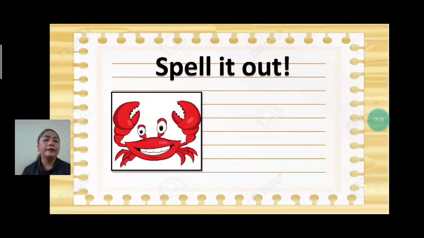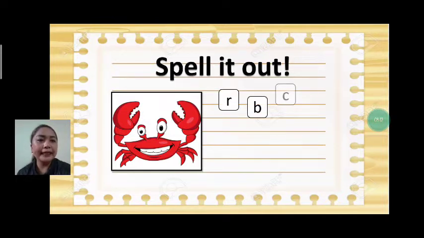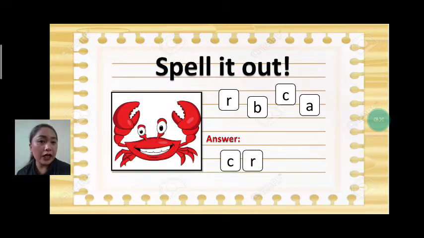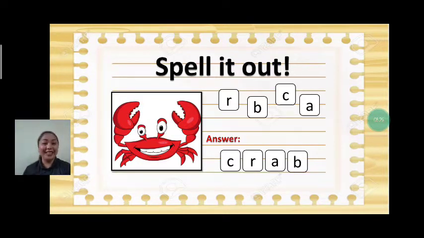Okay, next. The letters are R, B, C, and A. Okay, let's spell it together. C, R, A, B. What sea animal is it? Very good. It's a crab.